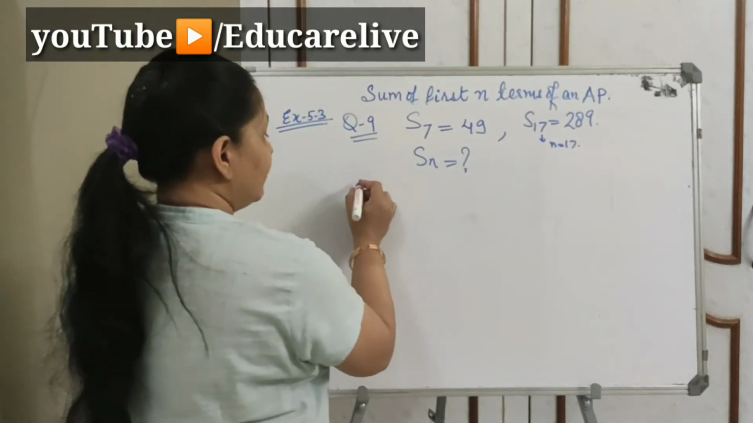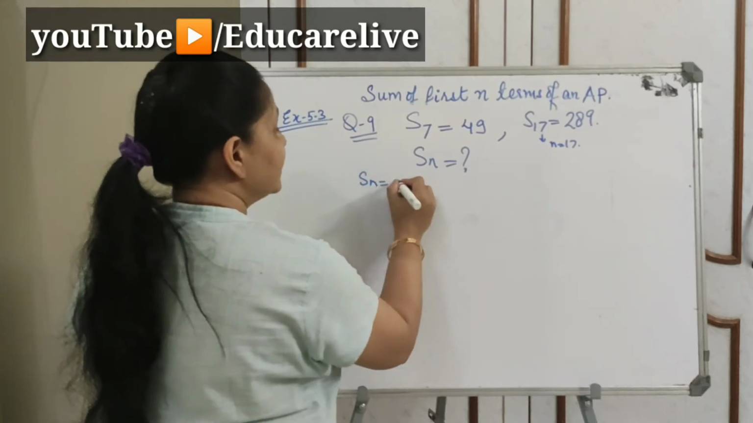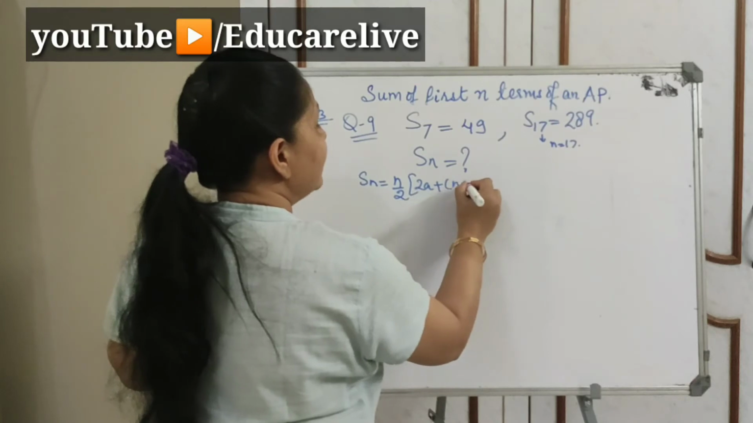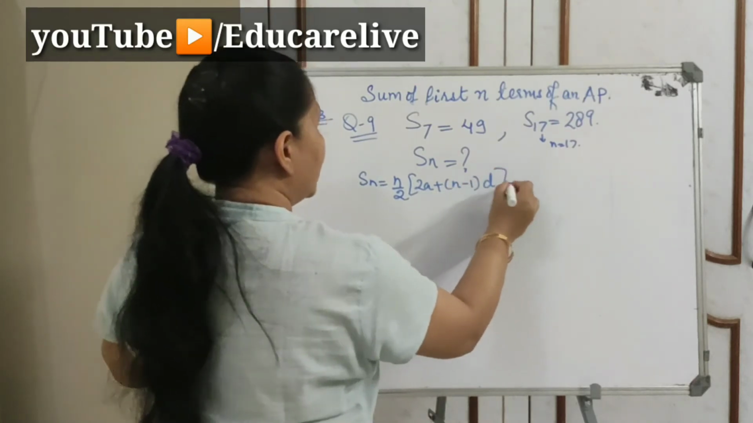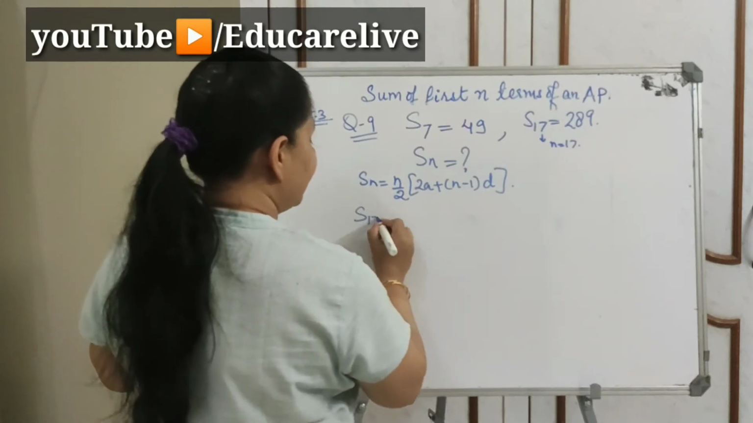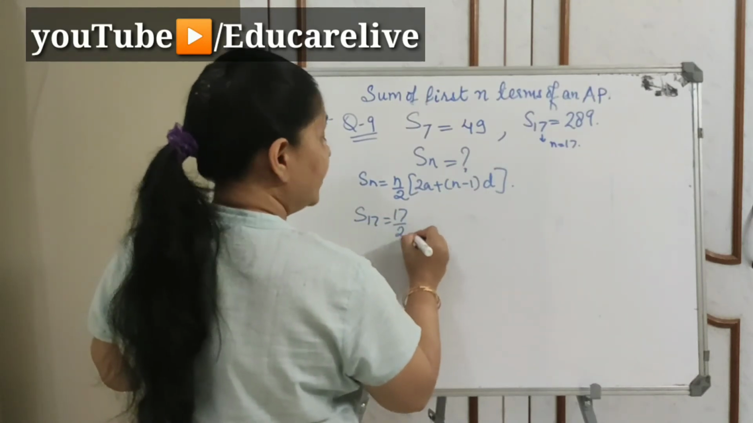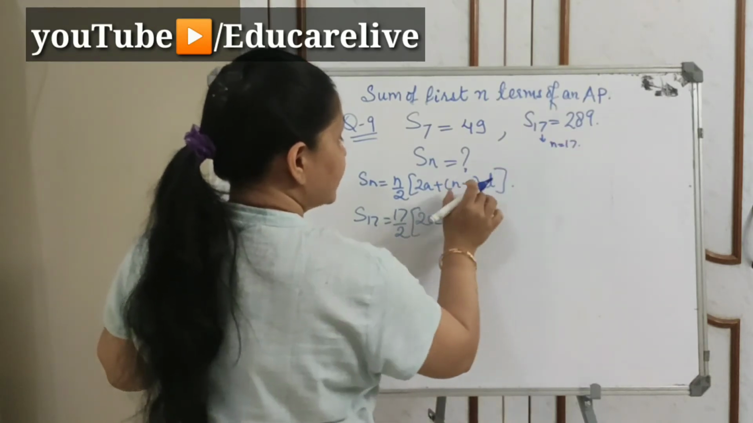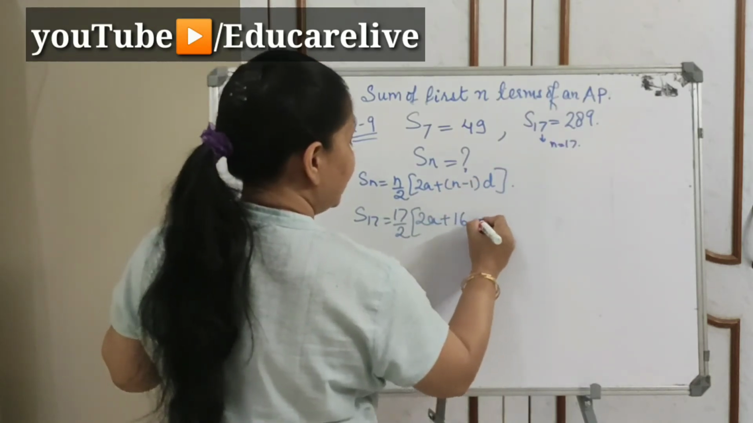So we have the formula for Sn. Sn is n by 2 times (2a plus (n minus 1)d). Okay, so S17 will be 17 by 2. We don't know a, so 2a. n is 17, so 17 minus 1 is 16d.